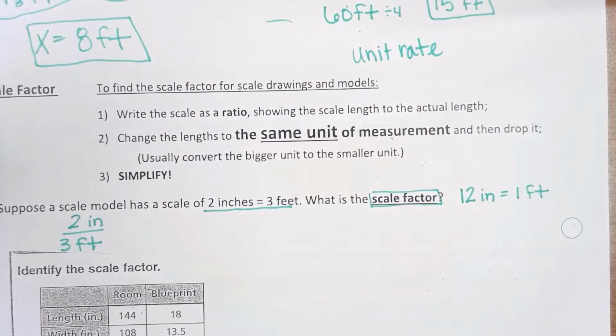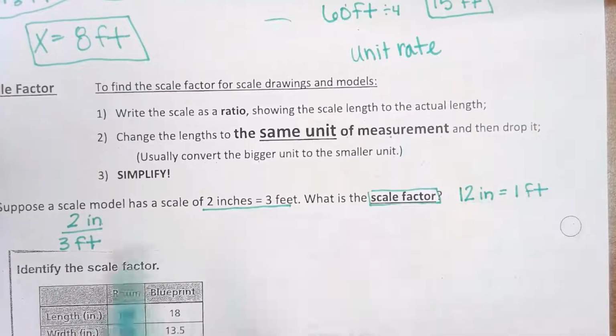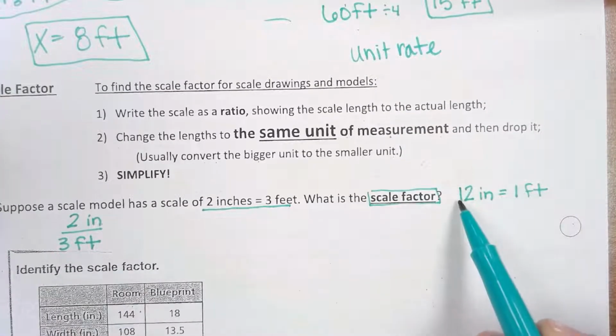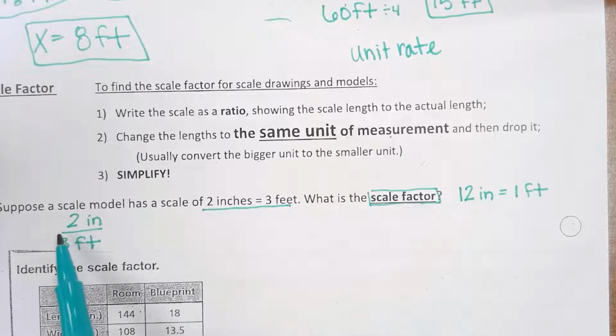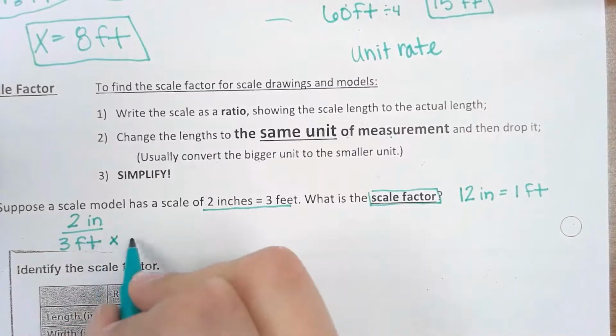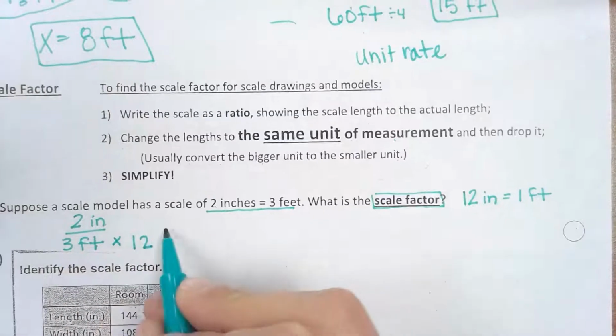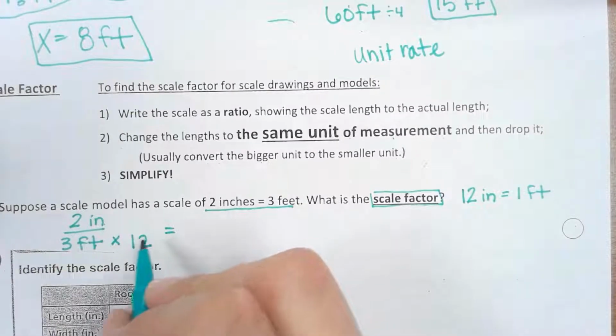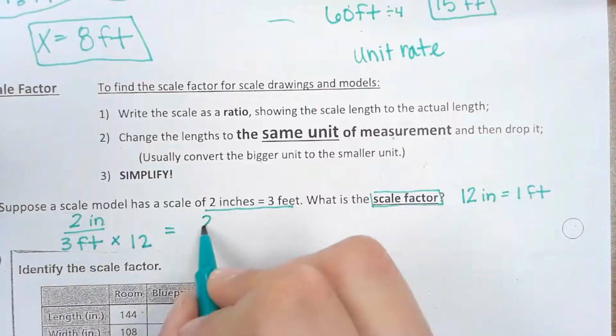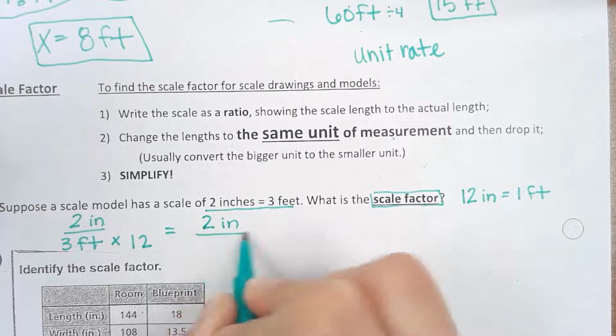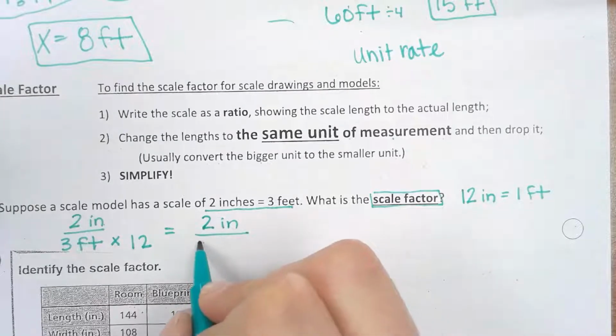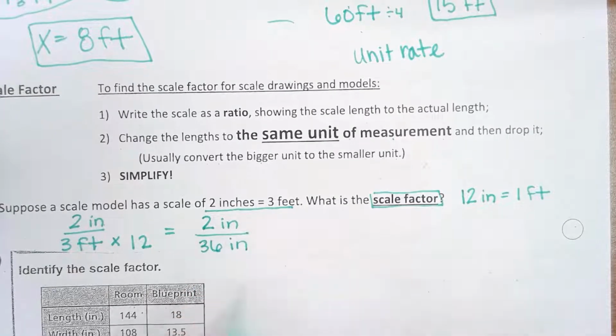So if I want to convert feet to inches, okay, I have 3 feet, so if there's 12 inches in every foot, I'm just going to take this 3 times 12 to change it to inches. So 3 times 12 is 36. So my new scale is now 2 inches over 36 inches.